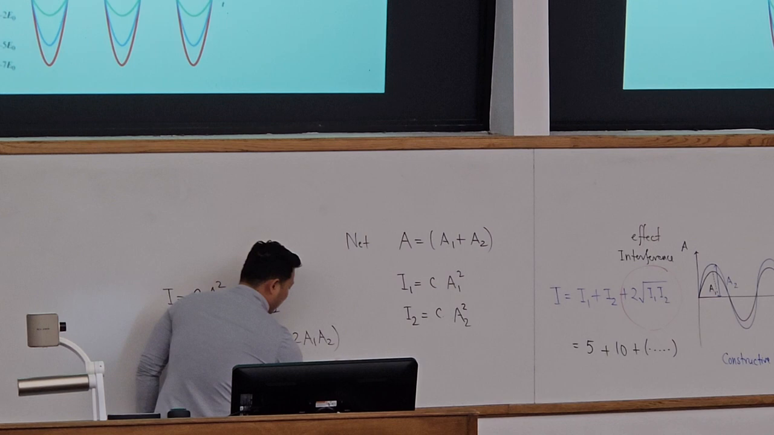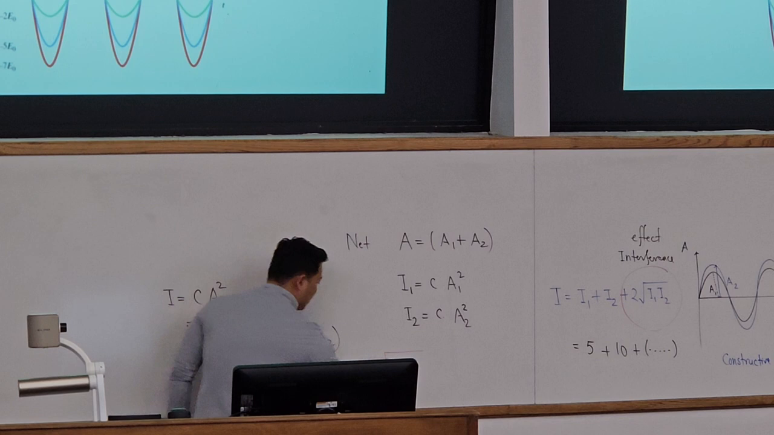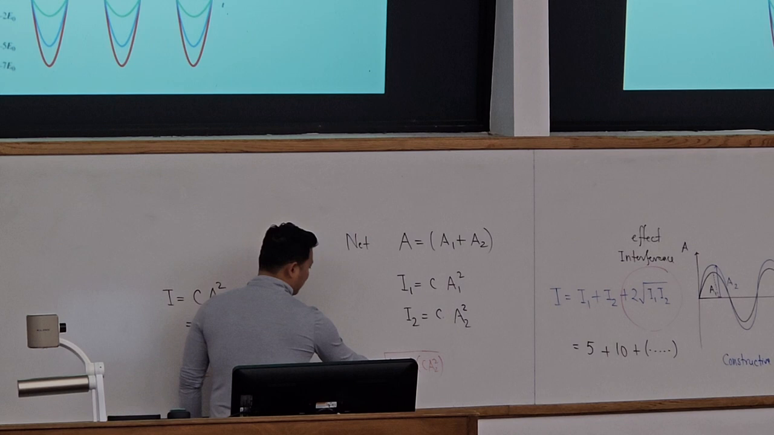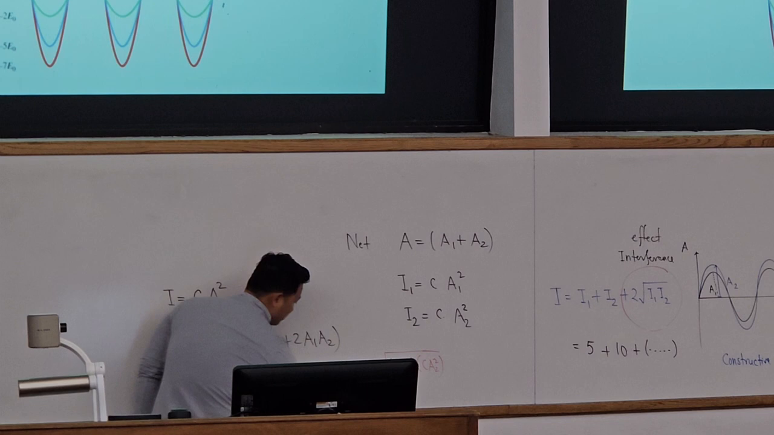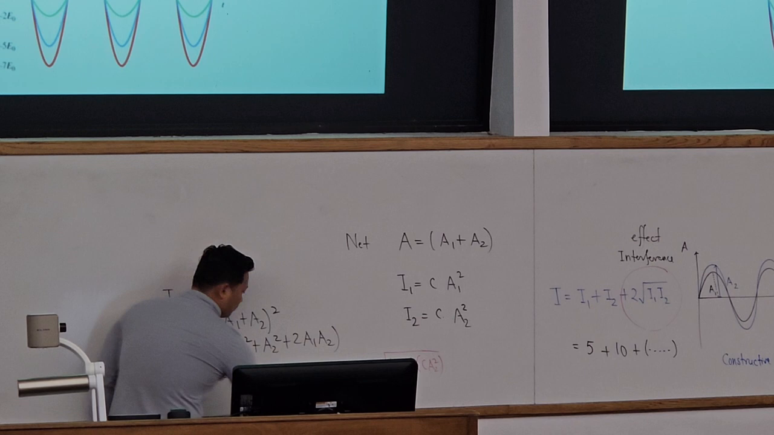So you have I1 plus I2 plus 2 times... If you take the square root of C A1 squared and C A2 squared, the A1 squared and the square root cancel out, and the C squared under the square root leaves only C. So this gives you I1 plus I2 plus 2 times the square root of I1 I2. This is how you derive the net intensity.